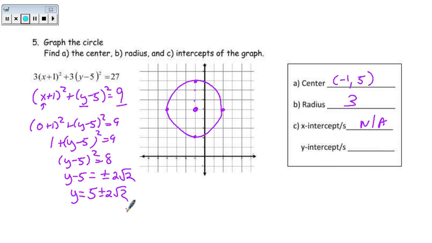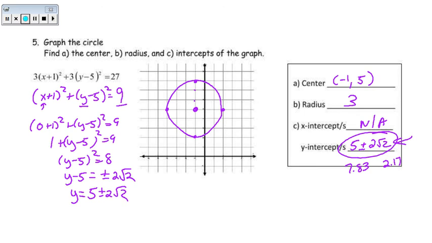So the y-intercepts, there would be 2 of them. And we want to leave it in this radical, plus minus, radical form, because it is giving us exact answers at that point. For graphing purposes, if you just kind of want to know, you could look at the decimals. It would be 7.83 and 2.17. But we're looking for answers as simplified radicals.